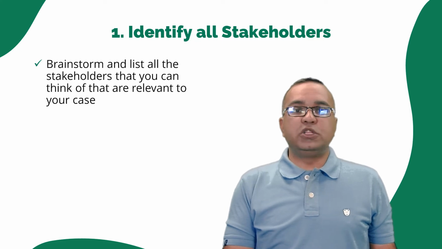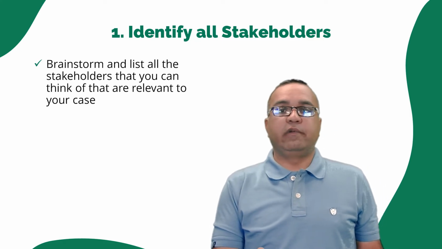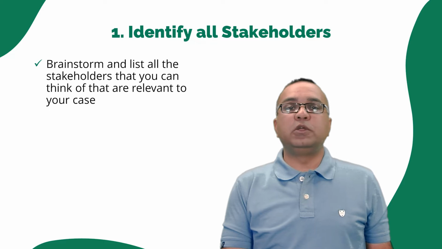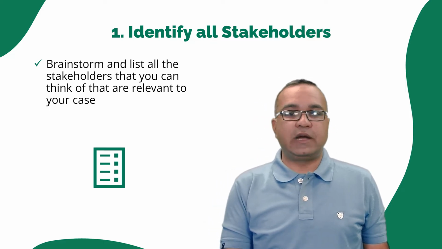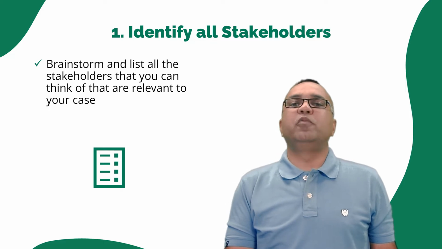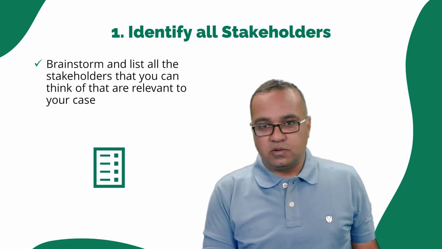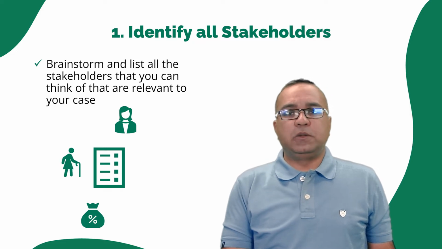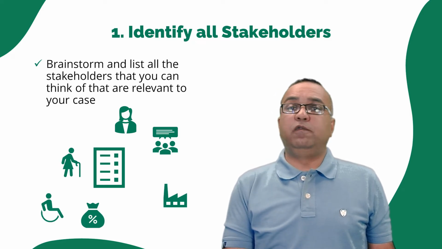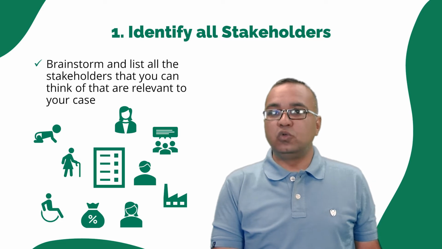Brainstorm and list all the stakeholders that you think of that are relevant to your project. So think of all the people and organizations that somehow have a stake in your project and write them down. Try to come up with at least 10 different stakeholders. Think of all people who are potentially affected by the project, all people who have influence or power in the project and those who have interest in it.